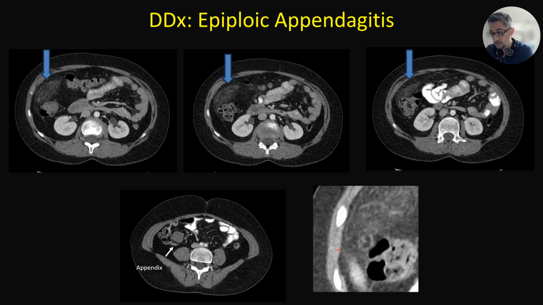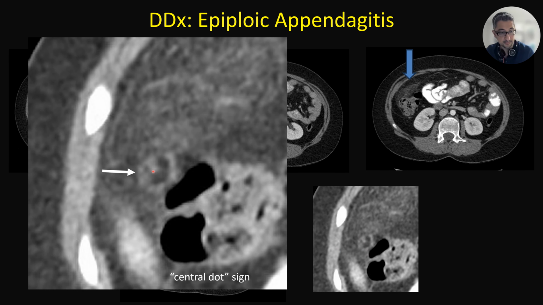we can see this central dot sign, which is this enhancing rim with a central dot. This dot is most likely caused by a thrombosed vein. So this is called epiploic appendagitis. It is a reversible pathology. No need to do surgery, and surgery should be avoided.